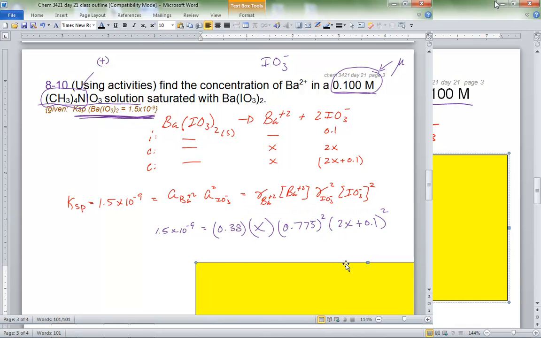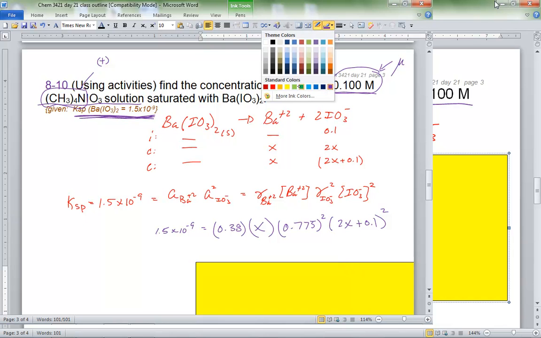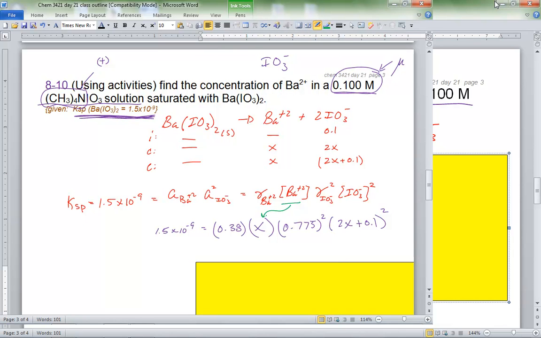Nothing changes, right? So the activity coefficient of barium, I had to look it up. The activity coefficient of iodate, I had to look it up. And just like we did before, where do you get these concentrations? You get them from the table. Here are our concentrations at equilibrium. That's what you plug in for the concentration. And nothing new. We square it just like always.